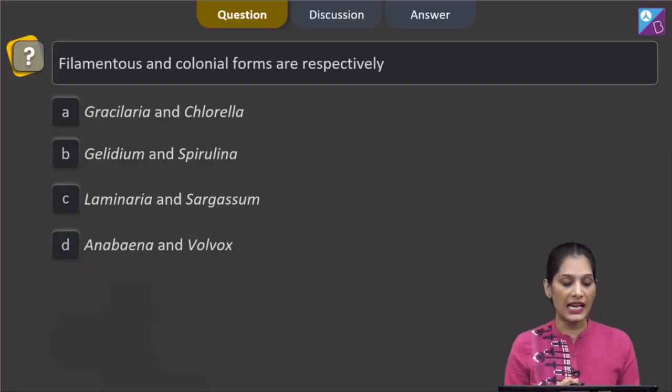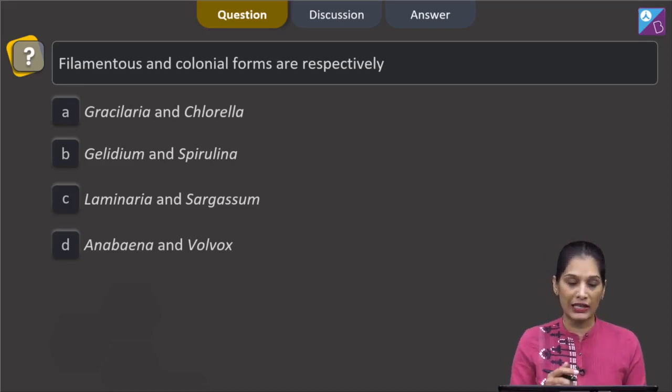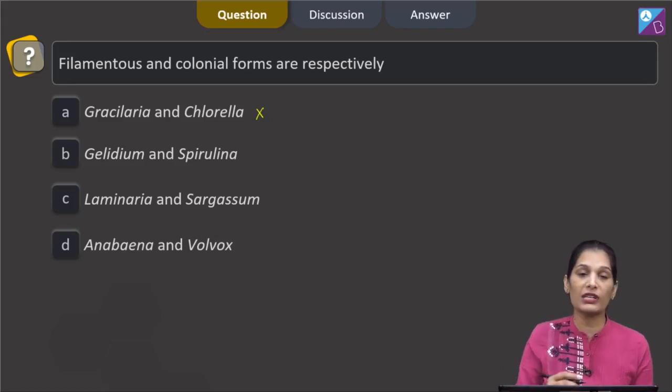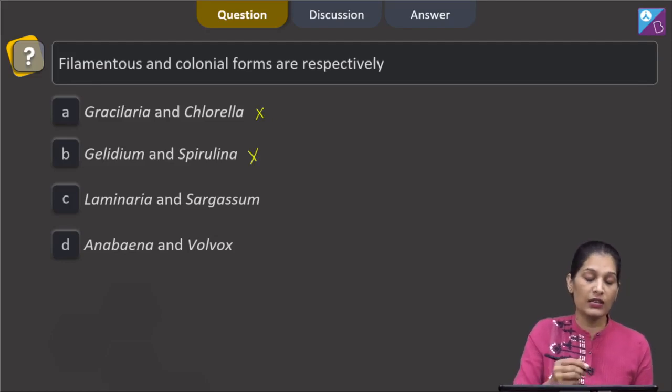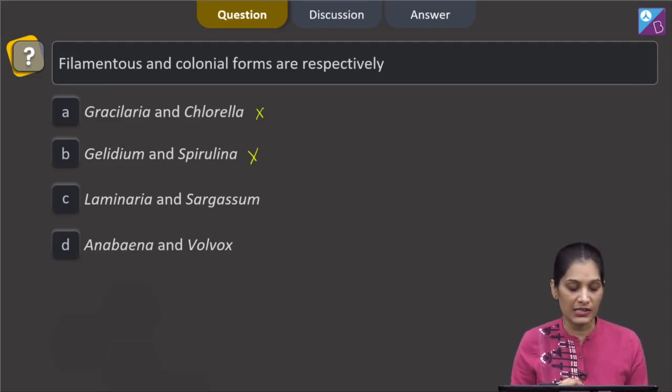This question says that filamentous and colonial forms are respectively. In the given options, we have to choose the filamentous and the colonial forms. A. Gracilaria and chlorella. No. Chlorella is unicellular. It is not the colonial form. Geladium and spirulina. No. Geladium is the red alga. It is not the filamentous form.